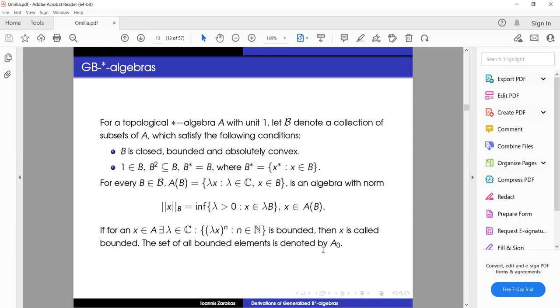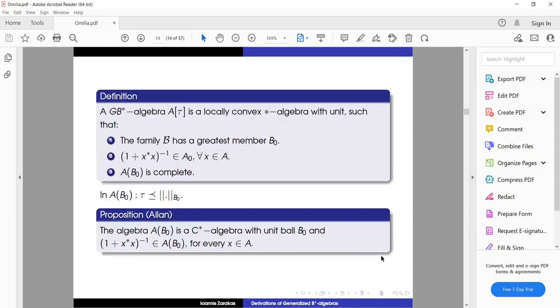Now, the notion of boundedness: it is natural to say that an element is bounded whenever this set here is bounded with respect to the topology of our algebra. The set of all bounded elements, as we shall see in various instances later on, will be denoted by this letter A naught. So generally, this is the notion, the ambient of the G-B-star algebras, as a starting point.